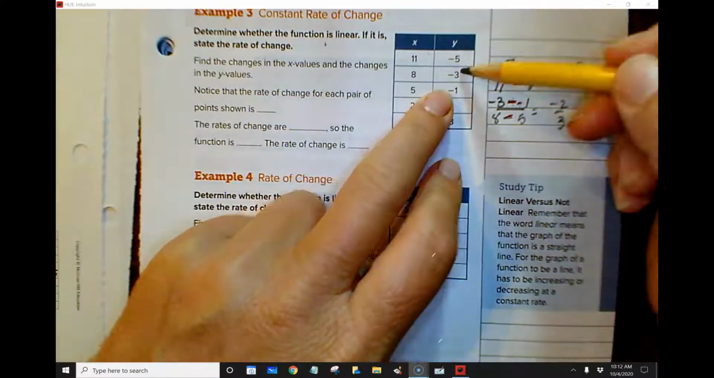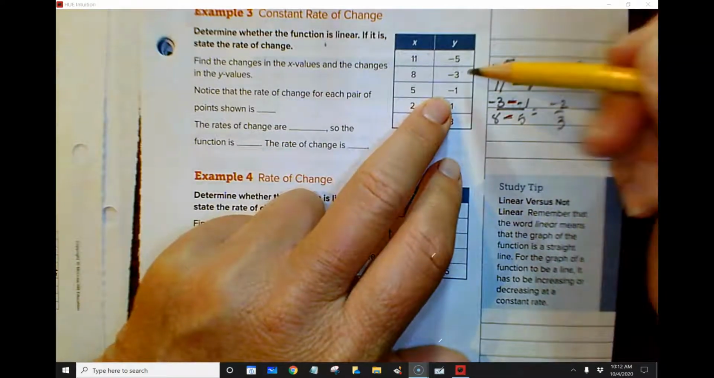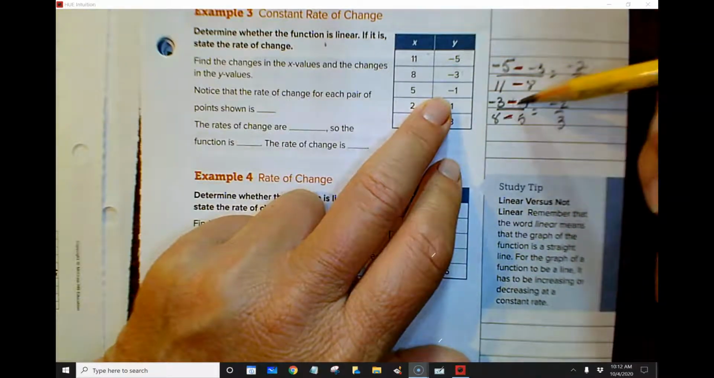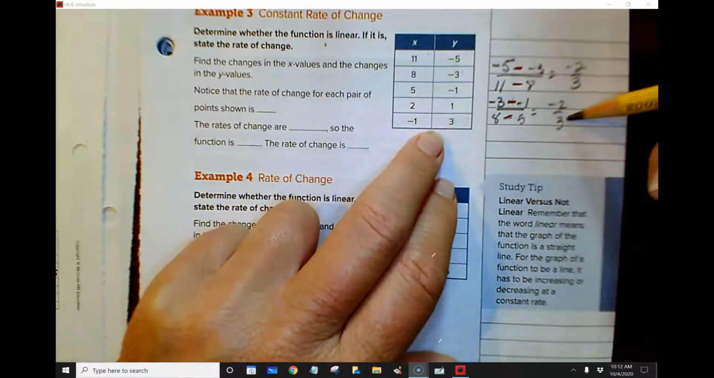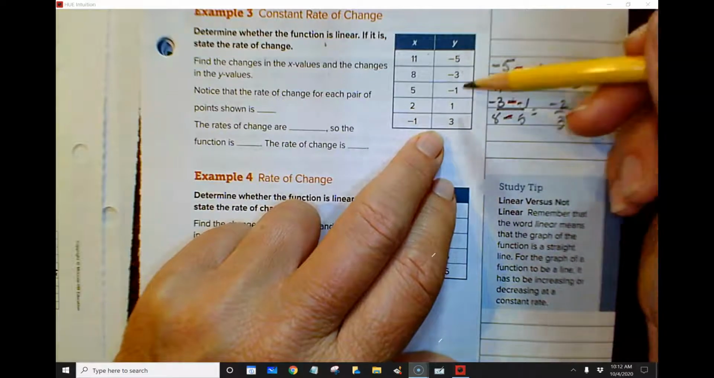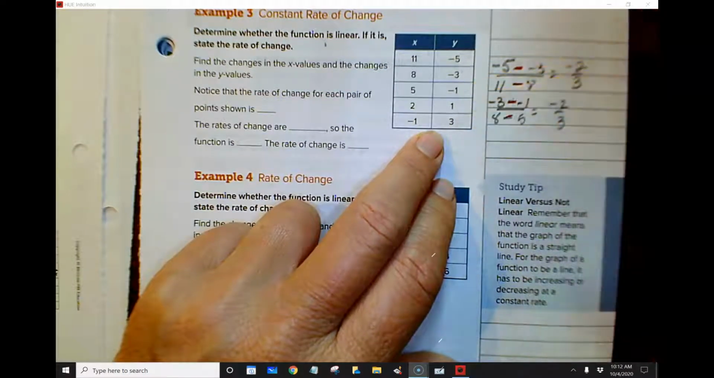Well, I did the next two ordered pairs, a negative 3 and a negative 1. I want to see what's going on for that. Well, it looks like these guys also have the same rate of change. Go ahead and find the rate of change for the rest of them there, between this guy and this guy and this guy and that guy, and see where we're at.